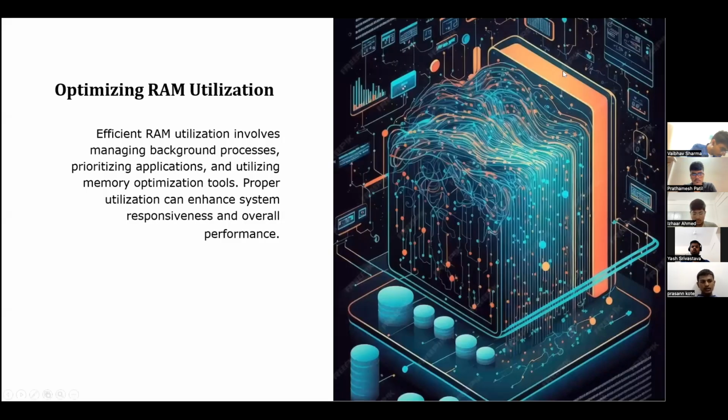RAM utilization. Efficient RAM utilization involves managing background processes, prioritizing applications, and utilizing memory optimization tools. Proper utilization can enhance system responsiveness and overall performance.